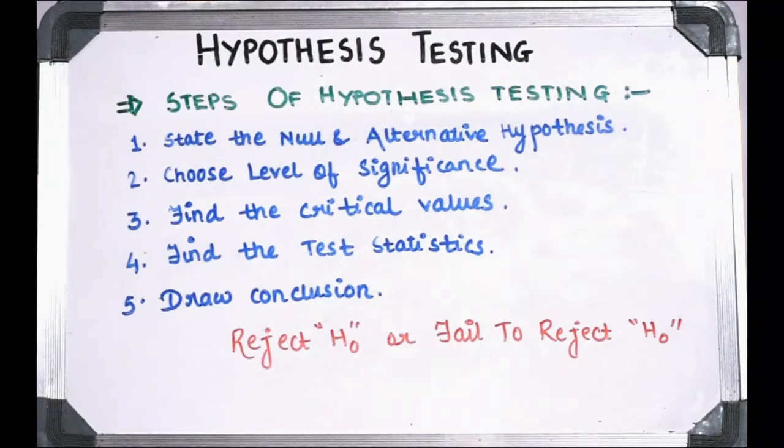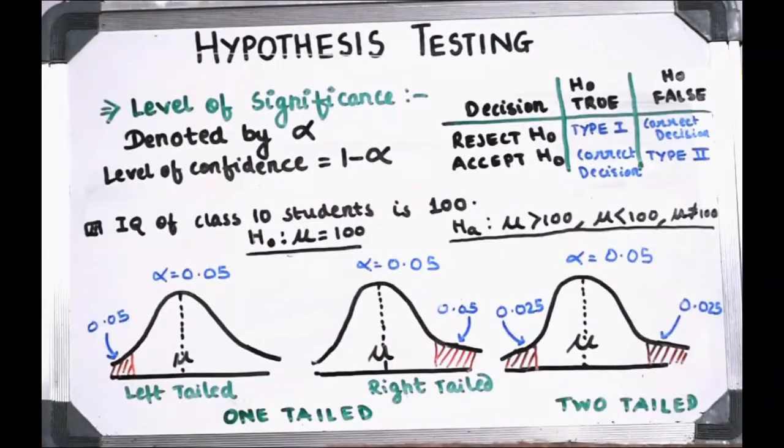Let us go into each of the steps and understand in detail. So we have discussed the null and alternative hypothesis. So now let us discuss the level of significance and how it is important in hypothesis testing.